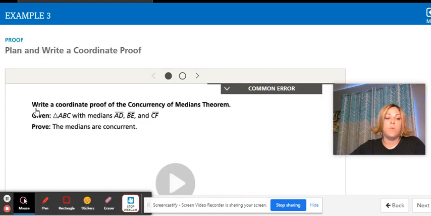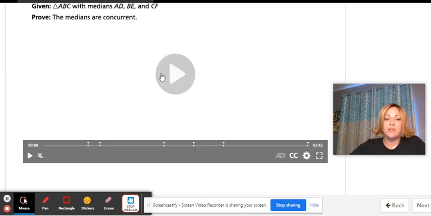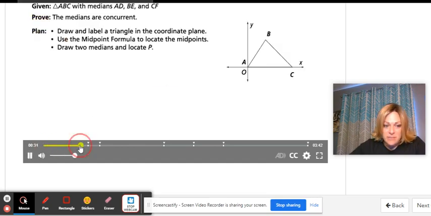Example 3 is one that you want to walk through, and it's a video. It says, write a coordinate proof of the concurrency of medians. First of all, you have to remember what a median is and the word concurrency, or concurrent points. Given the triangle with medians AD, BE, and CF, prove that the medians are concurrent, meaning they all meet at one point, the point of concurrency. So you'll click through this video and watch it, and honestly, when you watch this, I'm trying to get to a visual.